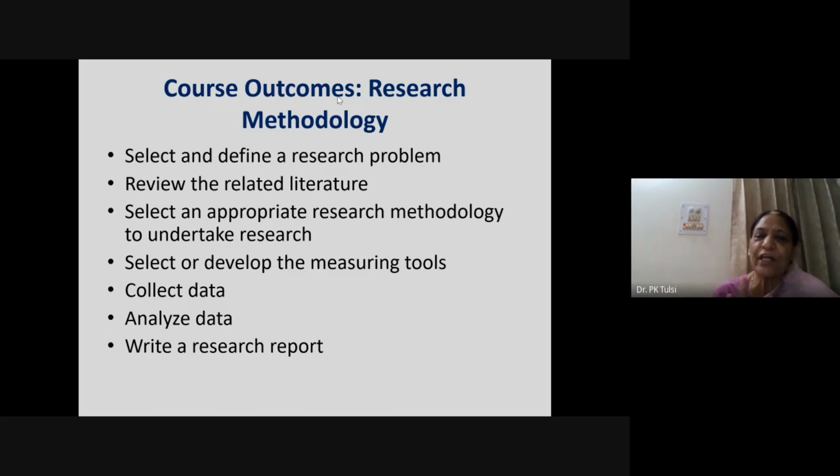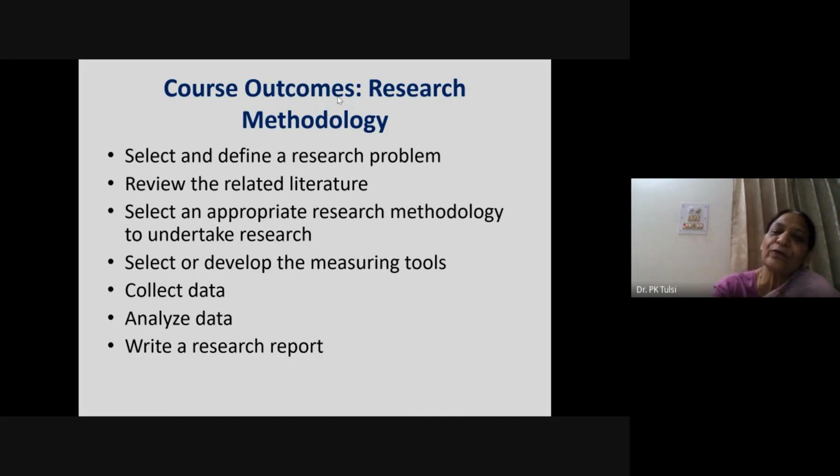So in a nutshell, if you try to answer why this particular course is being taught, the answer may be that you want your students to undertake research of various types. Those types may differ depending on whether it is historical research, descriptive research, correlational research, ex post facto research or experimental research, or in broader terms, basic research, applied research, action research, or evaluation research.